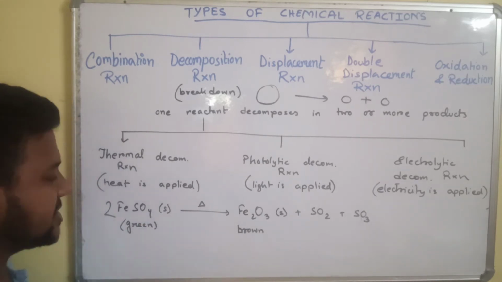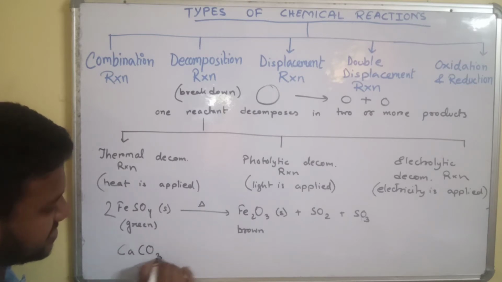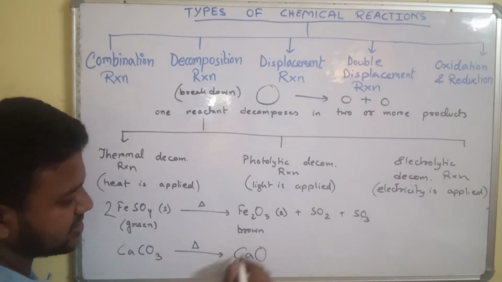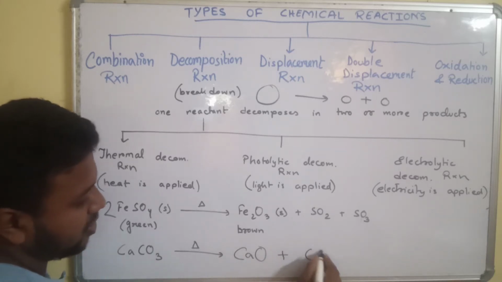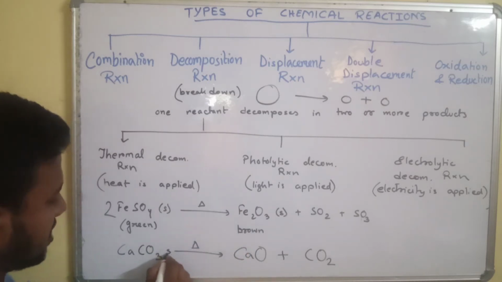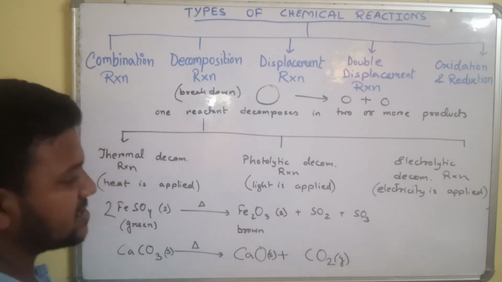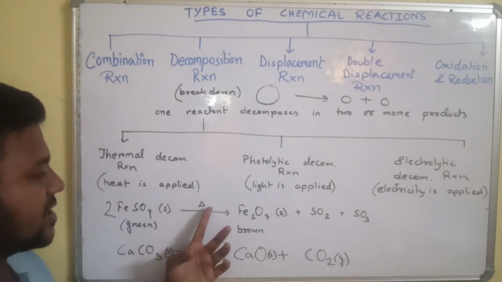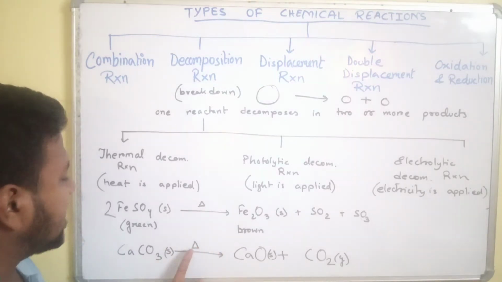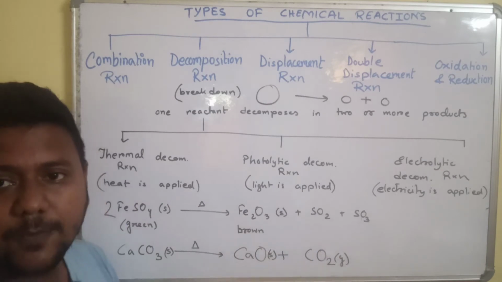Let us see one more such example. Say we are taking calcium carbonate, CaCO3, and we are applying heat. We will see the formation of calcium oxide with the liberation of CO2 as gas. This is a solid, this is also a solid, and this is a gas. This symbol is of heat. With the application of heat, we can see that a reactant breaks down into two or more products.